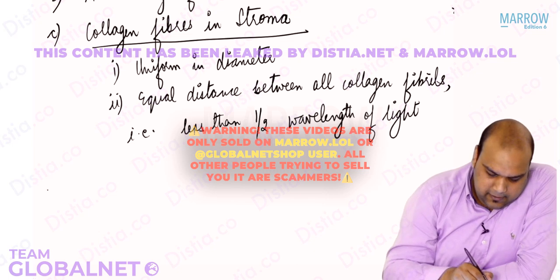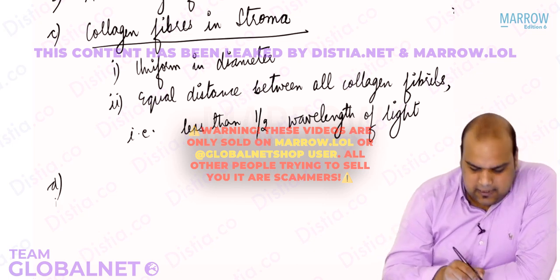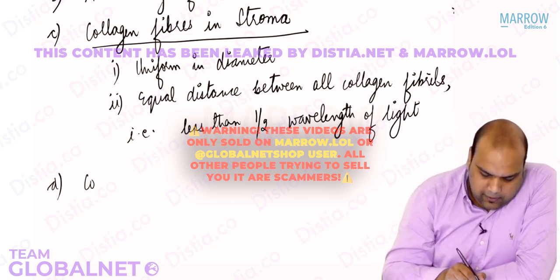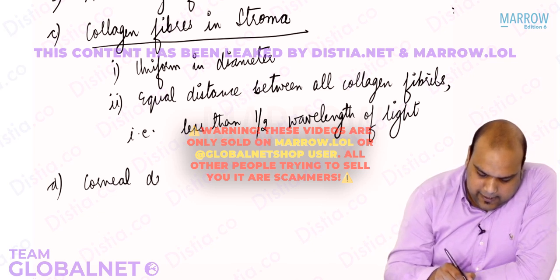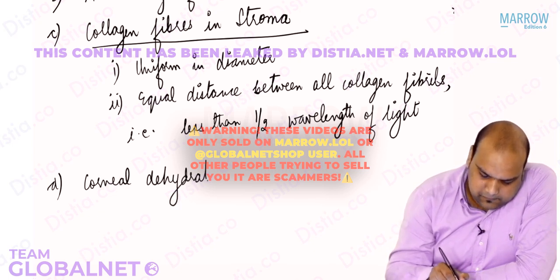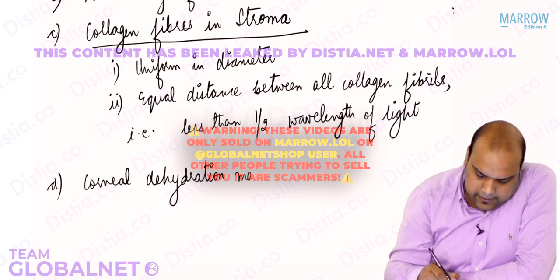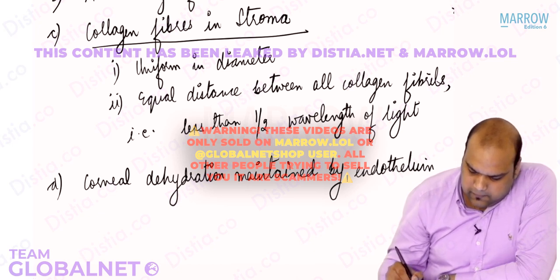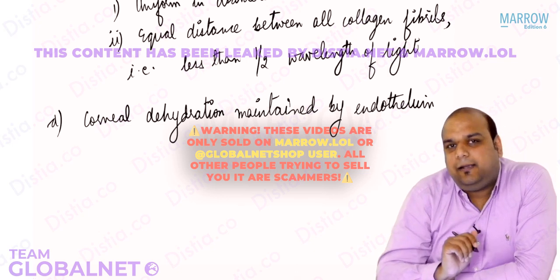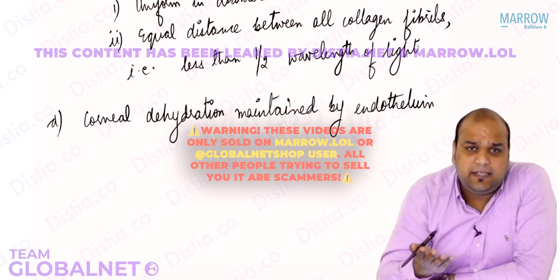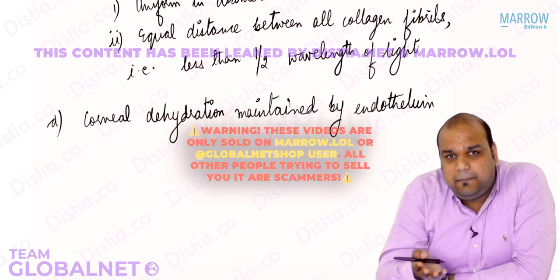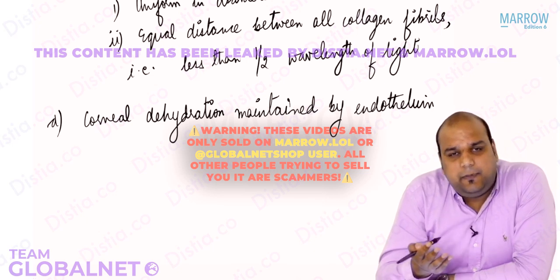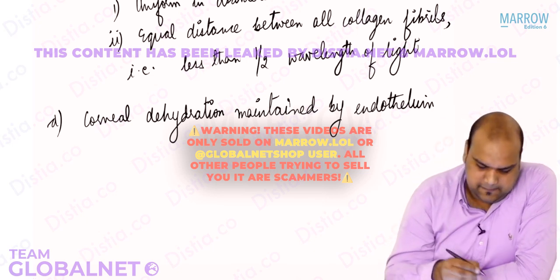Okay, guys? Then the fourth factor is, as we just now discussed, the corneal dehydration maintained by endothelium. The corneal dehydration, which is maintained by the endothelium, as we have discussed in detail, the sodium potassium ATPase pump and the tight junctions between endothelial cells.